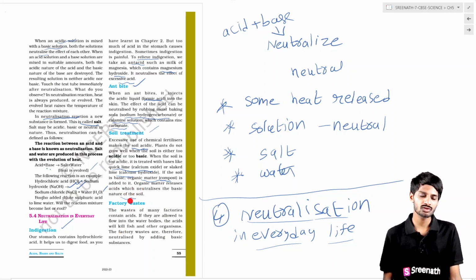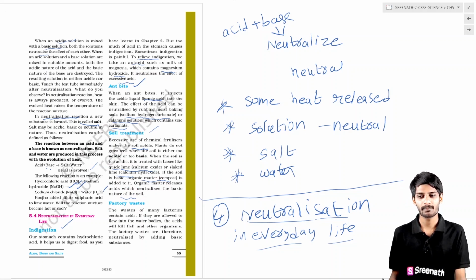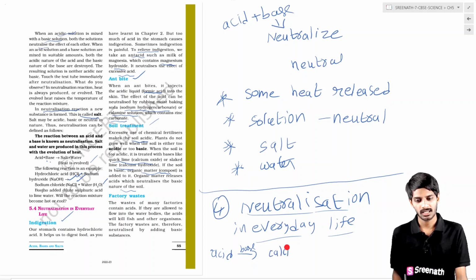In that case, if you add organic matter, which means compost, it will release some acids, so that the basic nature will be removed. So, if soil is acidic, you have to add a base to neutralize it. What bases are you using? Calcium oxide, and one other thing is calcium hydroxide.